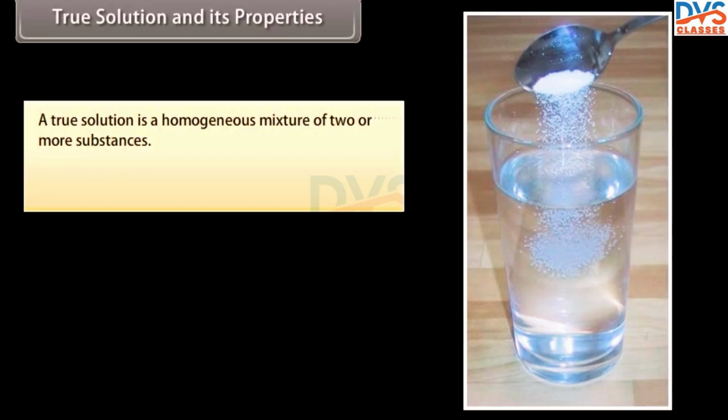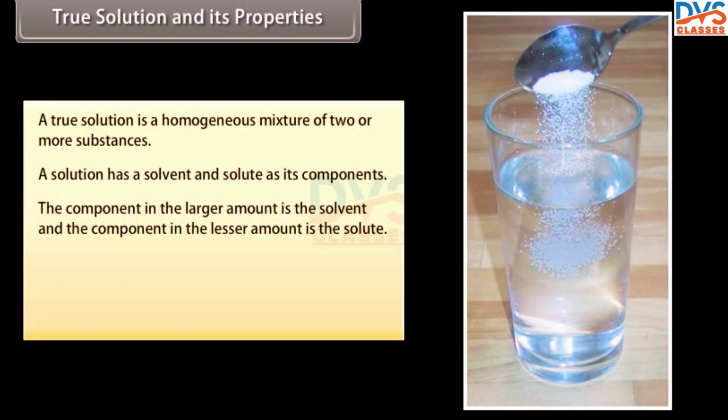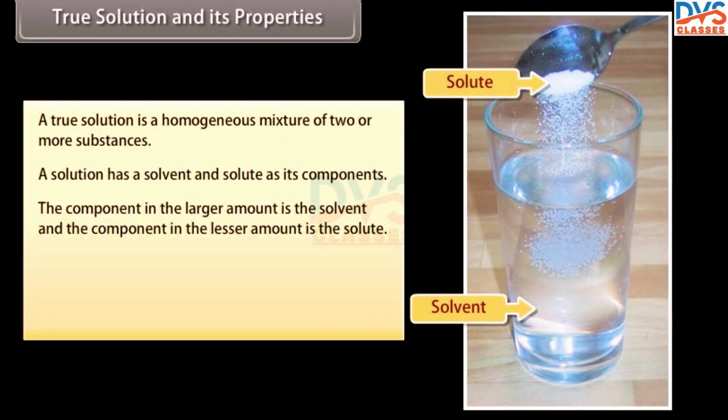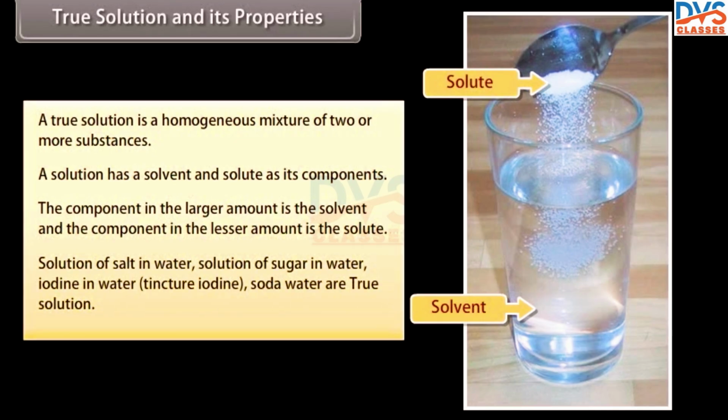True solution and its properties. A true solution is a homogeneous mixture of two or more substances. A solution has a solvent and solute as its components. The component in the larger amount is the solvent, and the component in the lesser amount is the solute. Solution of salt in water, solution of sugar in water, iodine in water, tincture iodine, and soda water are true solutions.